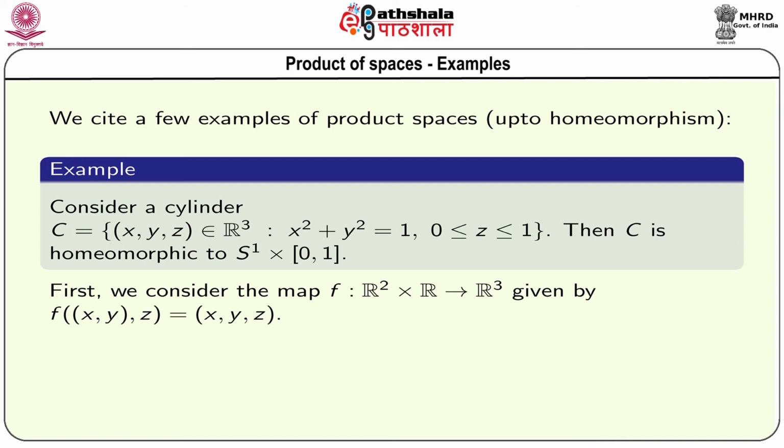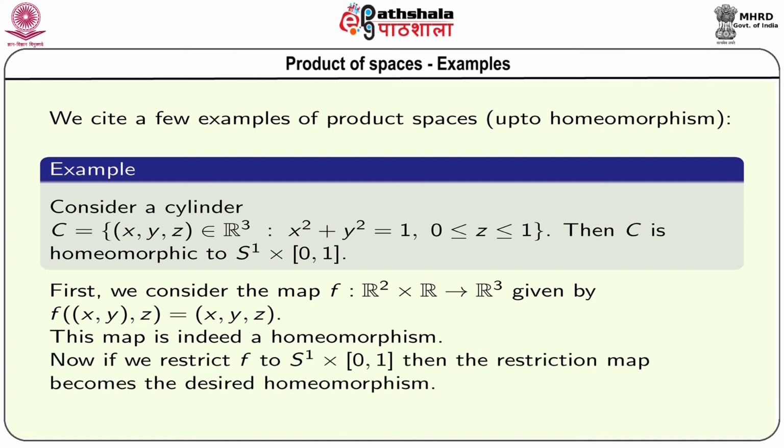How do we prove it? First, we consider the map F from R2 cross R to R3 given by F of the ordered pair xy comma z is equal to the triplet xyz. This is actually a homeomorphism which can be verified easily. Now, if we restrict F to S1 cross 0 1, then the restriction map becomes the desired homeomorphism.